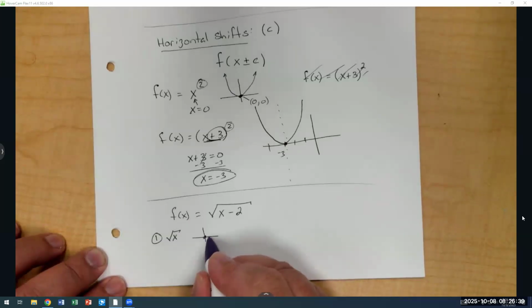So plug in some points. When x is 1, y is 1. When x is 4, y is 2. So we know the graph now will look like this.